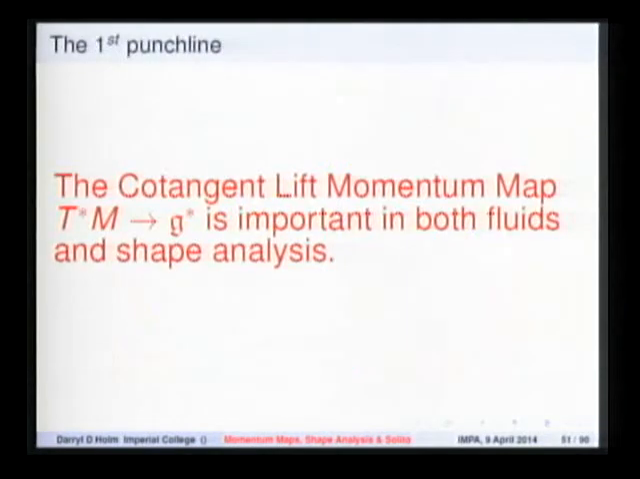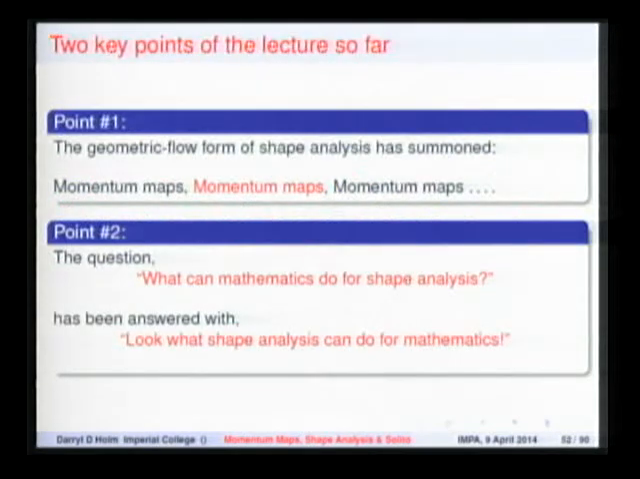Okay, so the cotangent lift momentum map is important in both fluids and shape analysis. You know what that P diamond Q is, by the way, for fluids? For those who know these things, that's the Clebsch representation of the momentum. So that's an essential feature for fluids. It's also the thing whose integral around a loop is preserved, and that's called Kelvin's circulation theorem for the fluid.